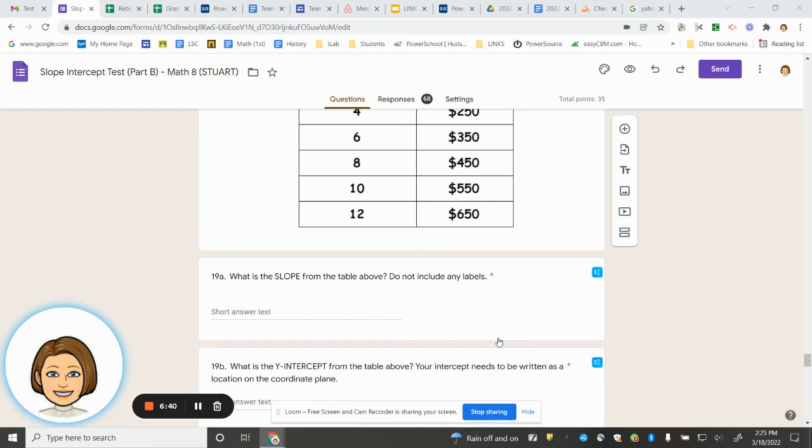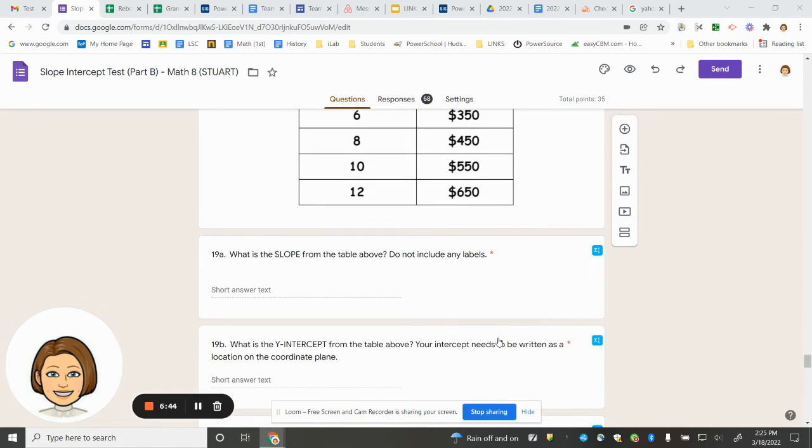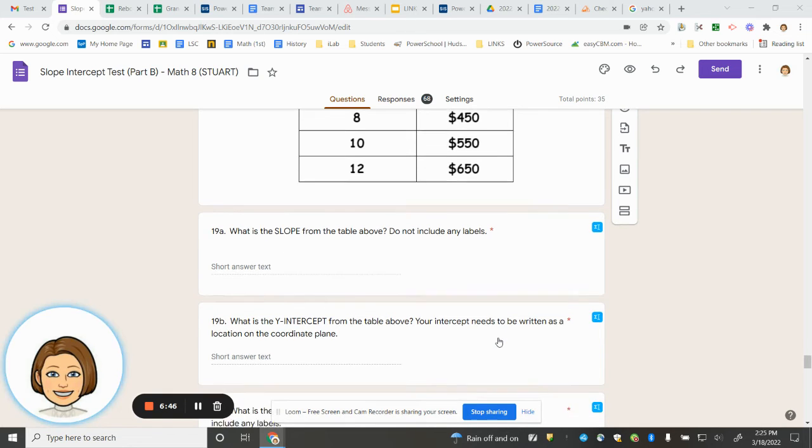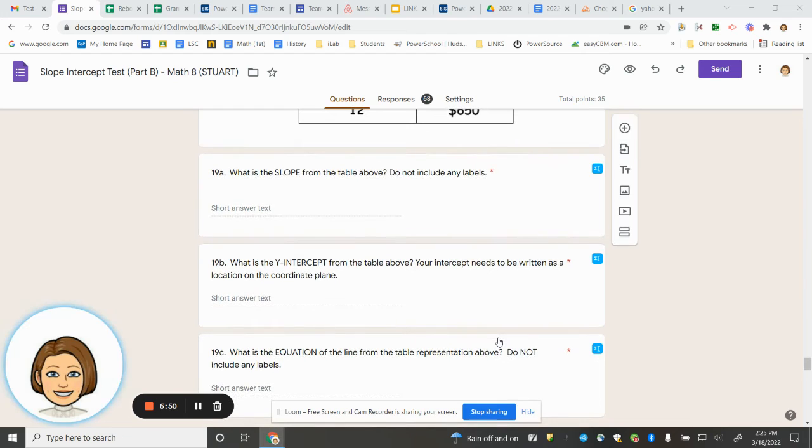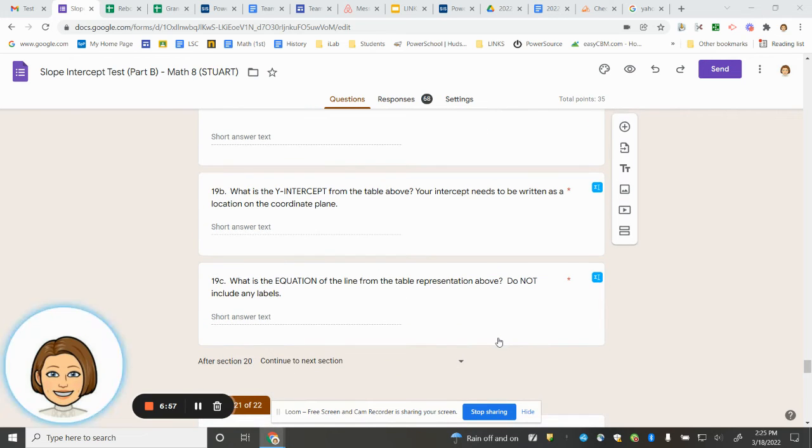19b, what is the y-intercept from the table? Your intercept needs to be written as a location on the ordered coordinate plane. In other words, an ordered pair. 19c, now that you have the slope and the y-intercept, write the equation in y equals mx plus b form. Do not include any labels.